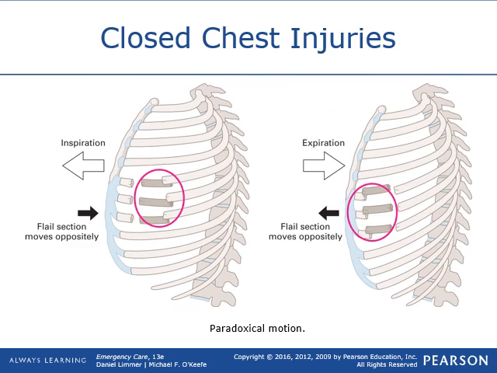So paradoxical motion, as you breathe in, your chest, the left and right side will expand and contract evenly, okay? The paradoxical motion, the flail section, which has the 3 or more broken ribs there, it will move oppositely of the other, okay? So on inspiration, the flail section of the chest will actually, like you're breathing out, it'll move in. And then when you exhale, it'll move out.